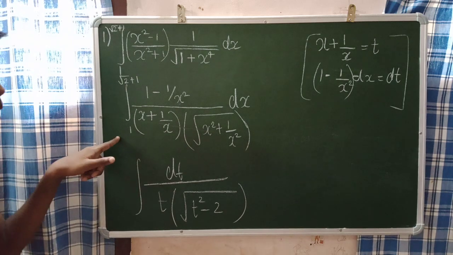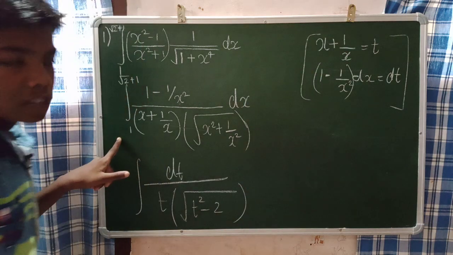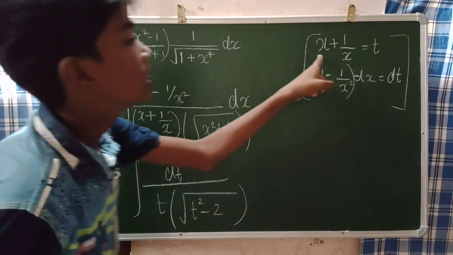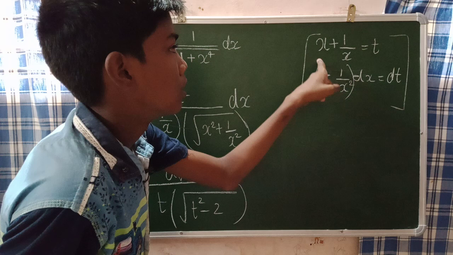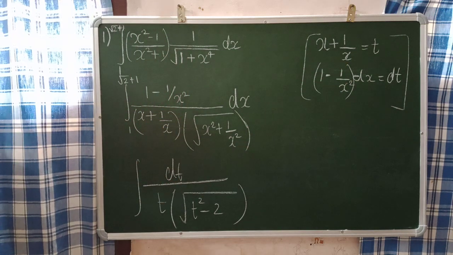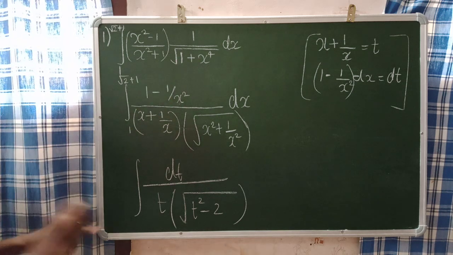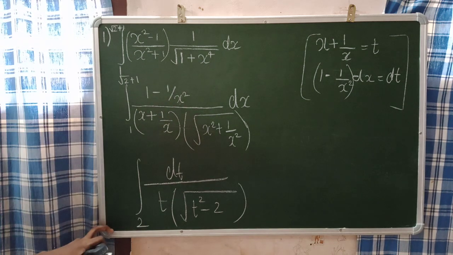If you consider the lower limit, then your x takes the value of 1. If your x takes the value of 1, this will be 1 plus 1 by x, which is 1 plus 1 by 1, which is 1 plus 1. What is 1 plus 1? 2. So 2 is your t value. So your lower limit will be 2. This is how your limit changes.